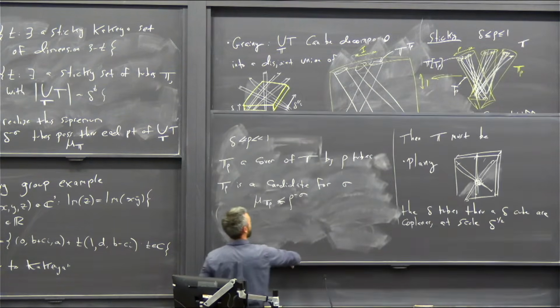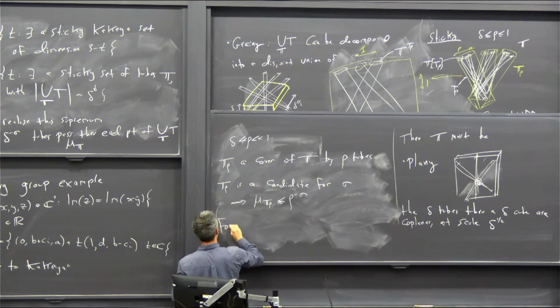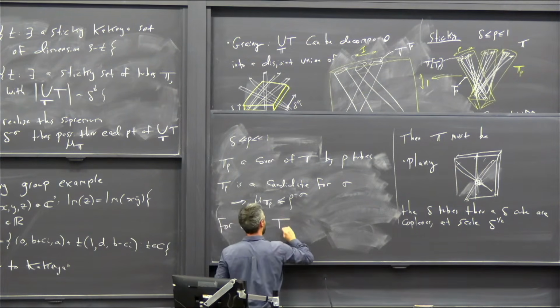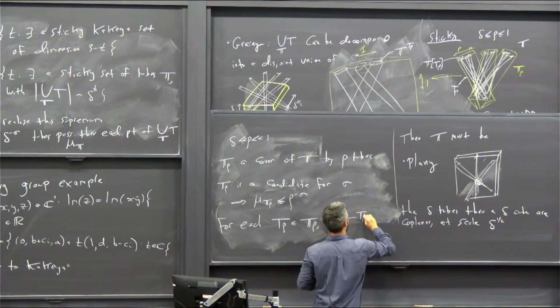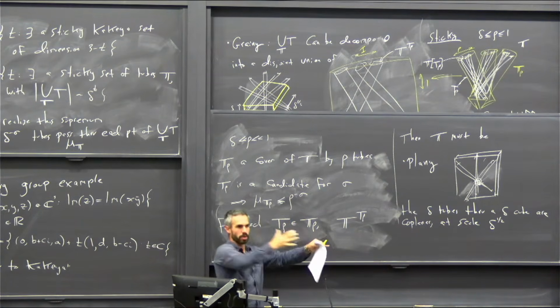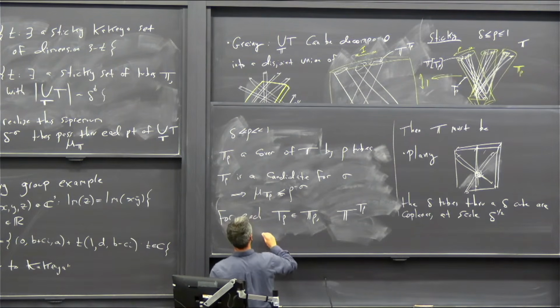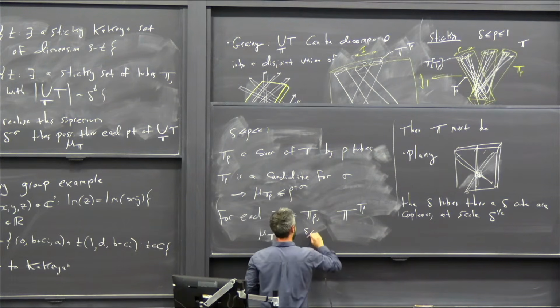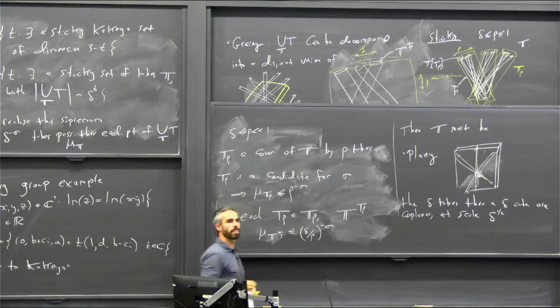So T rho is a candidate for sigma, and this implies this statement here. For each T_rho in T super T_rho, what is that? That's what I've defined up there. You take all the delta tubes inside of a particular rho tube, you rescale them. This is also a candidate for sigma. So the multiplicity, mu of T_rho, is at most delta over rho to the minus sigma. OK. That's interesting.